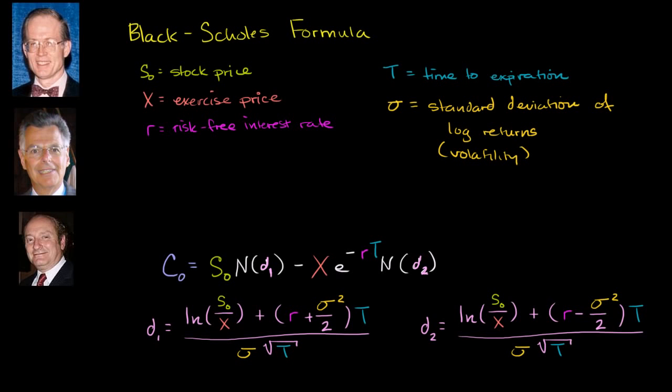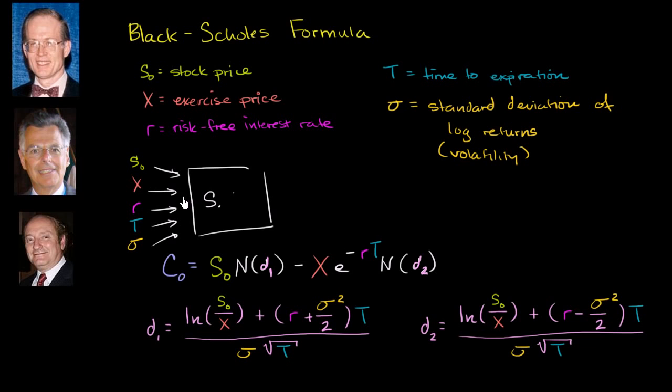In the last video, we already got an overview that if you give me a stock price and an exercise price and a risk-free interest rate and a time to expiration and the volatility or the standard deviation of the log returns, if you give me these 6 things, I can put these into the Black-Scholes formula, and I will output for you the appropriate price for this European call option.